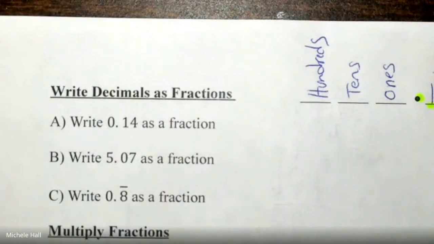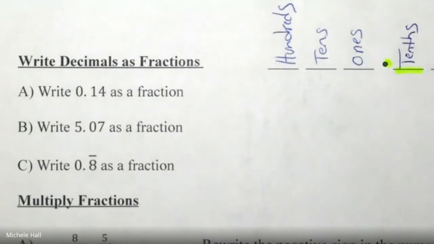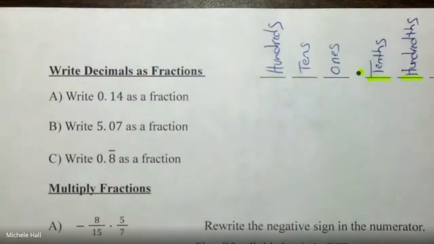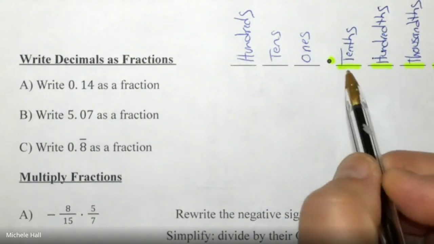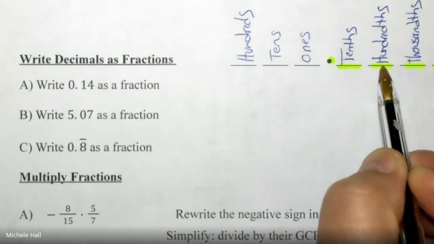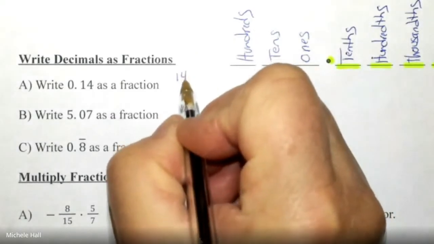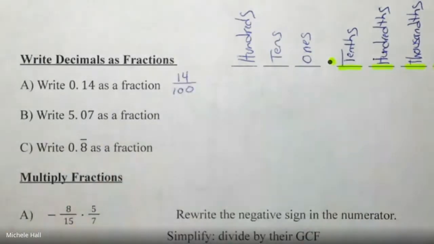How do I say this decimal correctly? 0 and 14 hundredths. So you don't have to say the 0 part. 14 hundredths, because it has 2 places. The 4 lands in the hundredths place. So 14 hundredths, you just write 14 hundredths. We don't have to simplify.